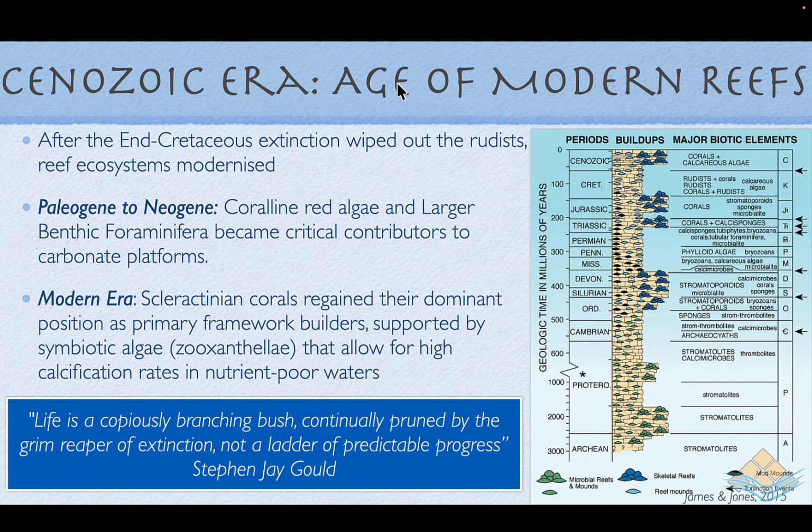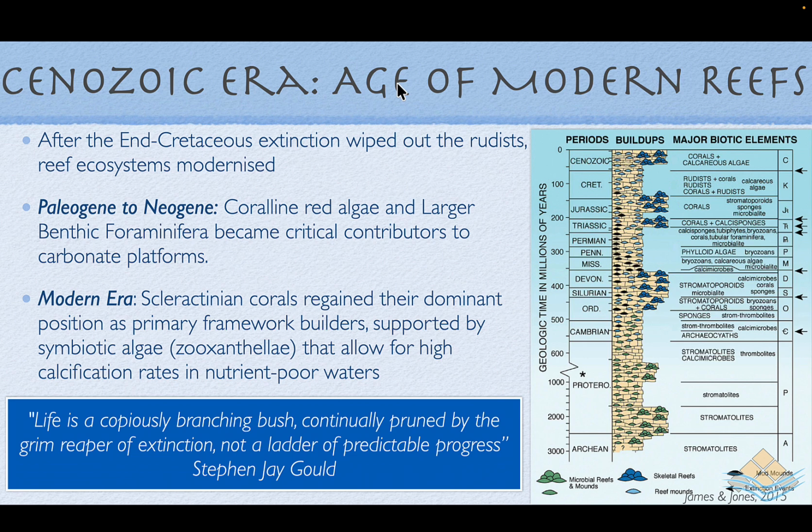From the Paleogene to the Neogene, we see coralline red algae and larger benthic foram becoming major contributors to the carbonate platforms. From there, as we go into the Neogene, into the modern era, we see scleractinian corals regaining their dominant position as they had in the Triassic. They were the main primary framework builders, and they're supported by their symbiotic algae, their zooxanthellae. This allows for extremely high calcification rates, the hypercalcifying rates, in what were oligotrophic or nutrient-poor waters.